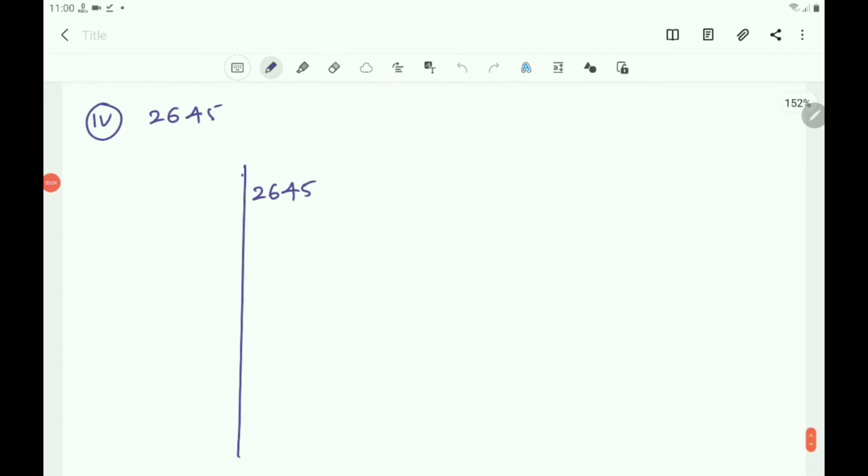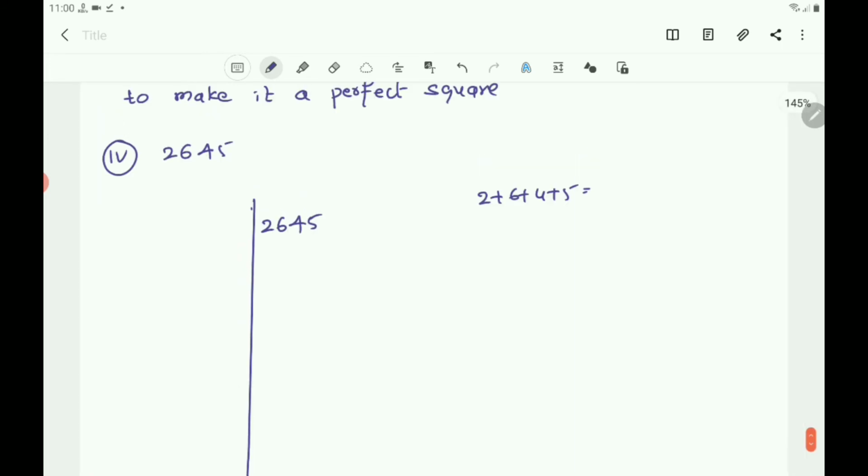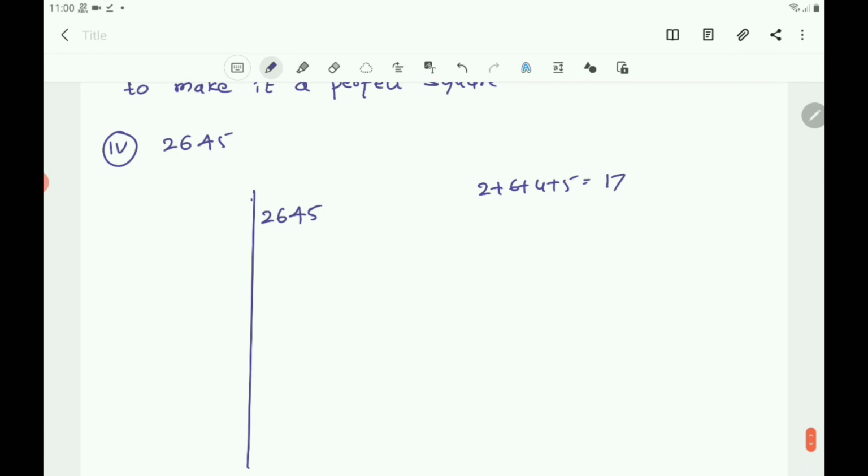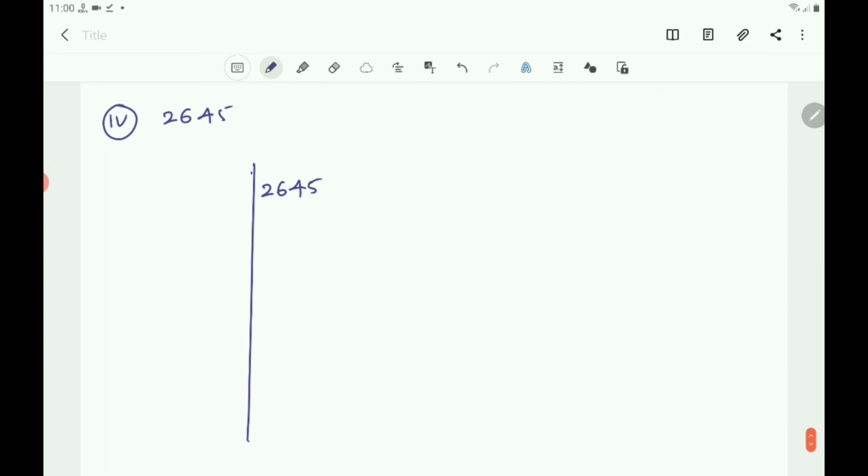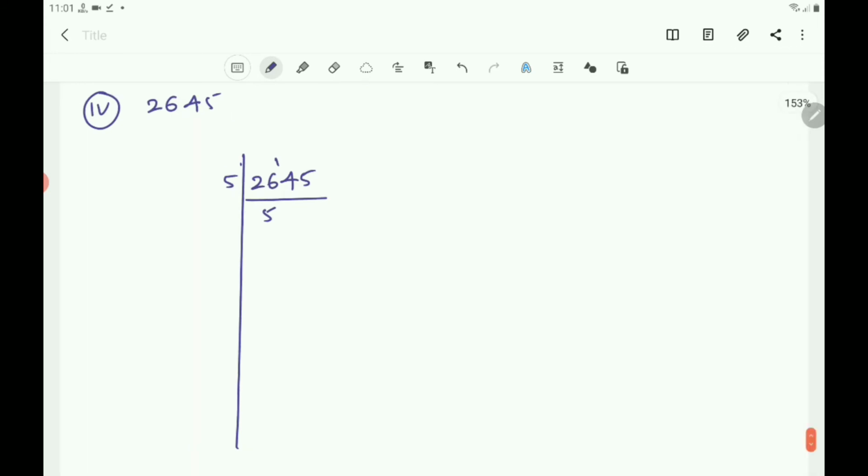Then the fourth one is 2645. Now you know that it is not divisible by 2, and you try it by 3. 2 plus 6 plus 4 plus 5: 2 plus 6 is 8, 8 plus 4 is 12, 12 plus 5 is 17. 17 is not divisible by 3, so this number is also not divisible by 3, but it is divisible by 5 because the unit digit is 5, so you divide it by 5. 5 5s are 25, 1 is remaining, 14, 5 2s are 10, 4 is remaining, 45, 5 9s are 45.